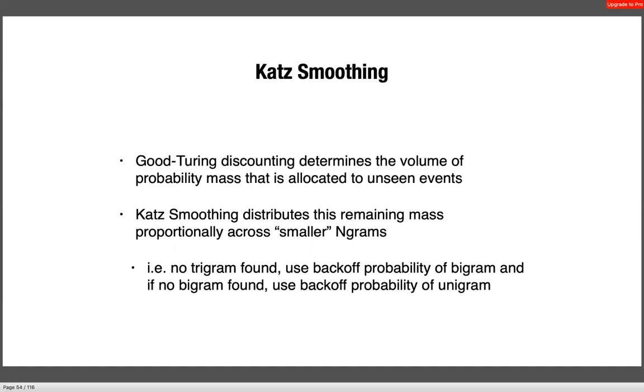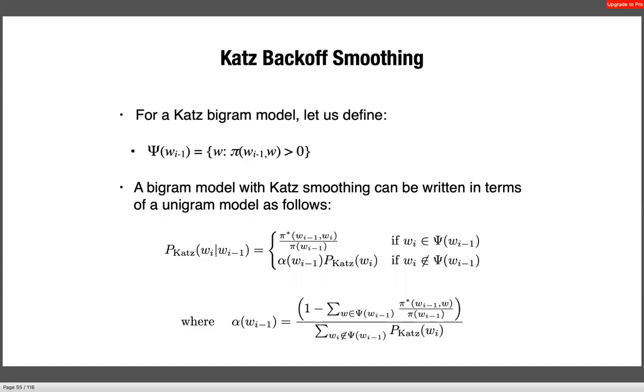Okay, so if you don't find trigrams, use the back-off probability of bigrams. If you don't have bigrams, use the back-off probability of unigrams. So let's now formally define what a bigram model with Katz smoothing, or back-off smoothing, will look like.